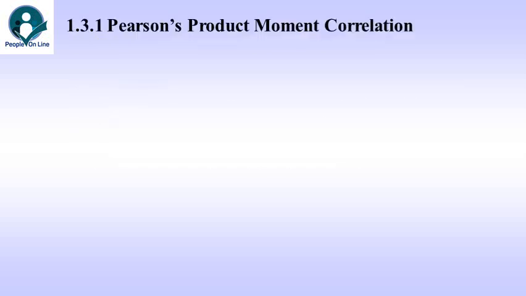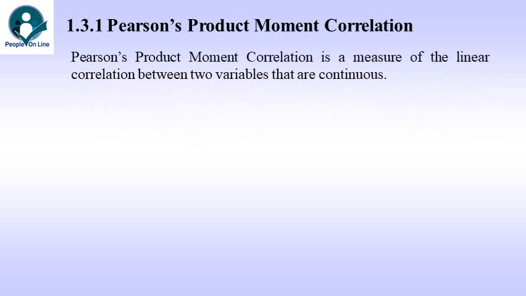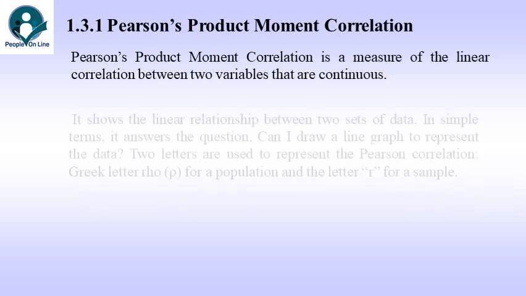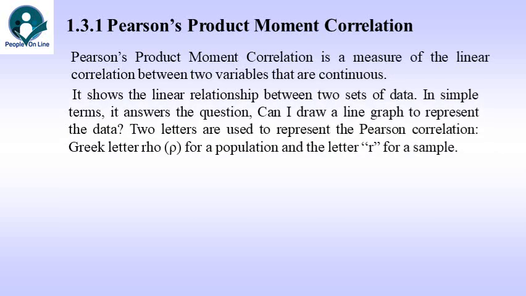Pearson's product moment correlation. Pearson's product moment correlation is a measure of the linear correlation between two variables that are continuous. It shows the linear relationship between two sets of data. In simple terms, it answers the question, can I draw a line graph to represent the data? Two letters are used to represent the Pearson correlation. The Greek letter rho for a population and the letter R for a sample.